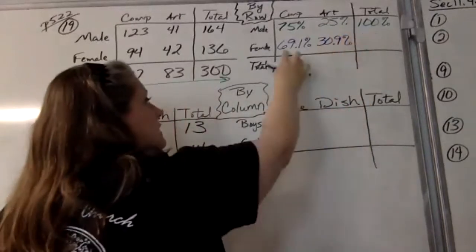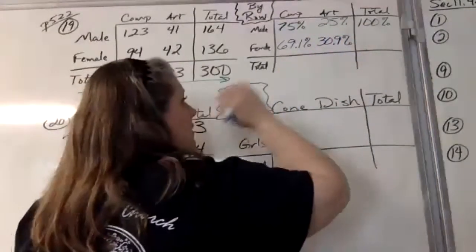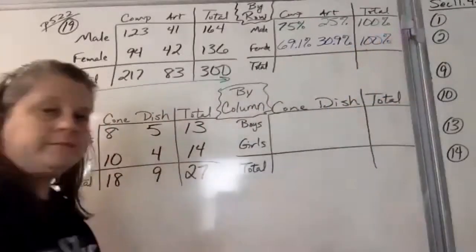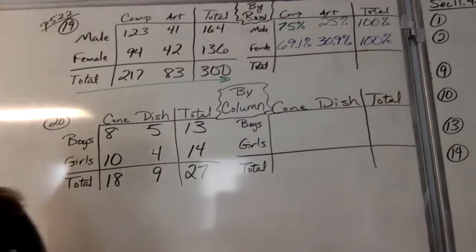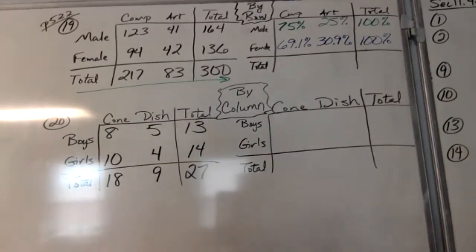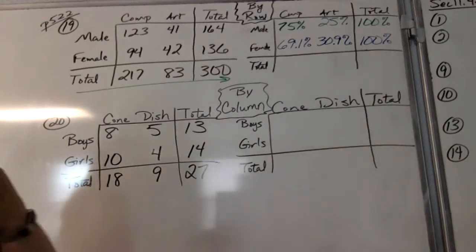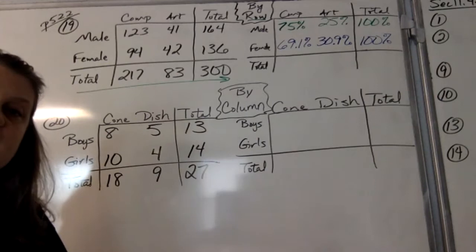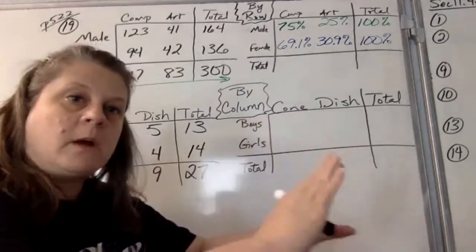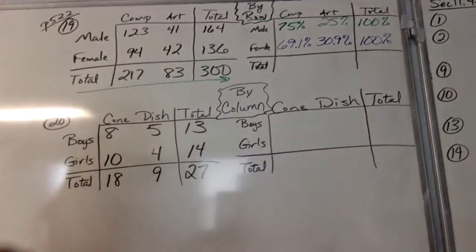Which remember, these two things hopefully should add to equal 100%. 100%. Because 136 divided by 136 is 1. And it does, so it works. Okay, easy? Yeah. Similar to what we did on 17 and 18, except it's telling you it's just focused on doing it by the row or doing it by the column. Okay?